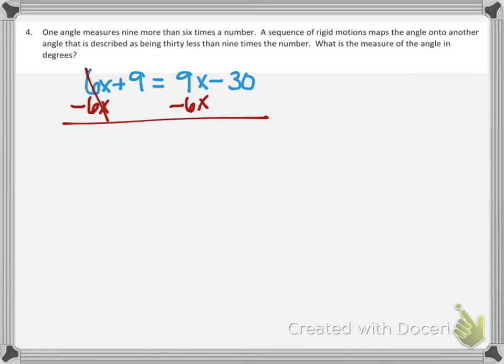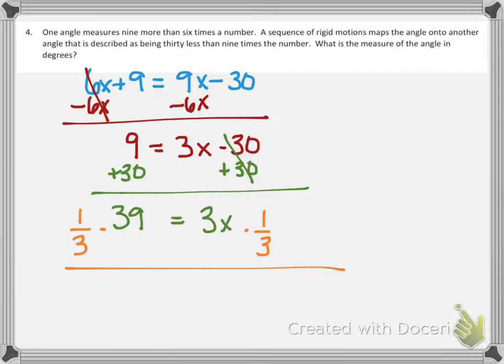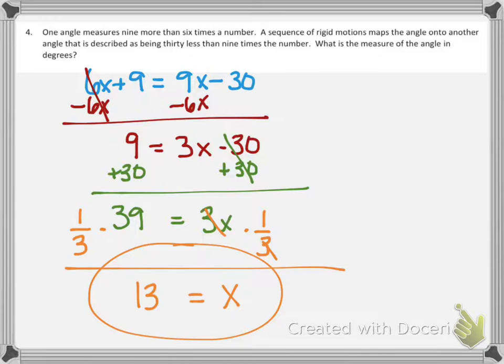Okay, that gets rid of our x's on the left side. I get 9 equals 3x minus 30. Then we can isolate the variable. We'll go to work on that. I'm going to add 30 to both sides. And when we do that, we get 3x on the right side is equal to 39. Then we can multiply by reciprocal to isolate the x. And the 3's cancel. We get x equals 39 divided by 3 is 13. X equals 13 is our answer.